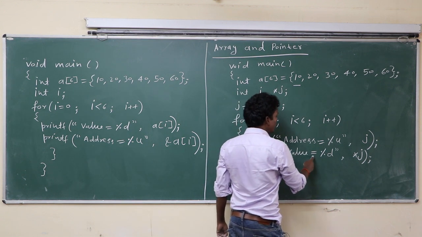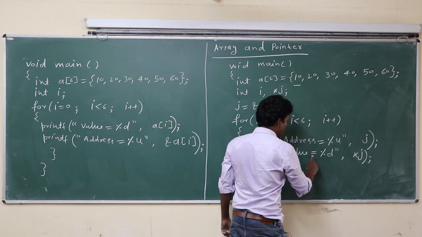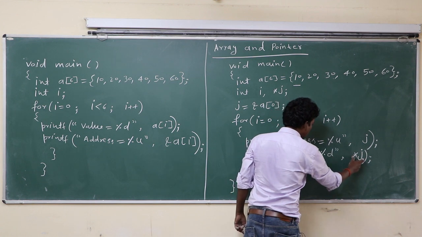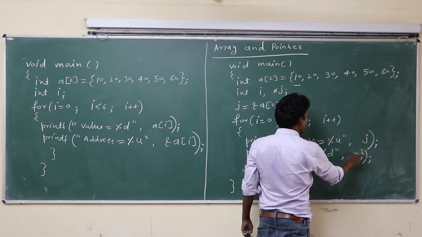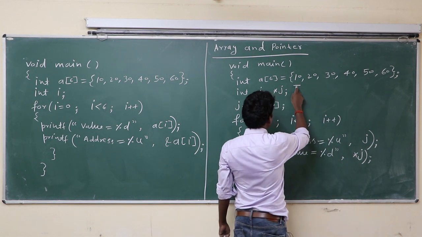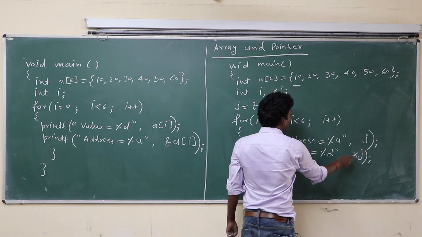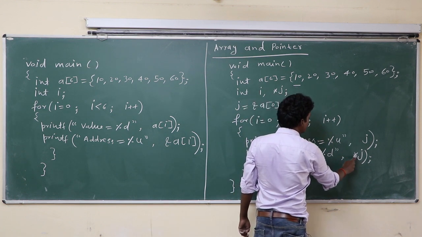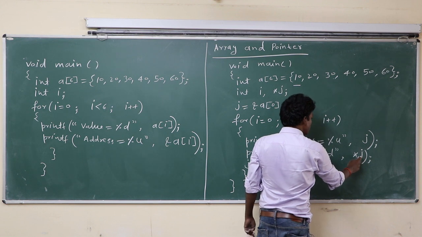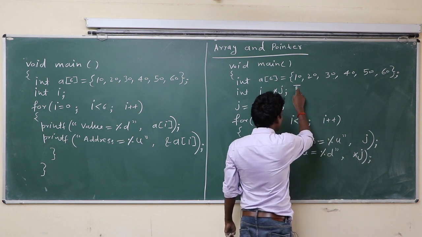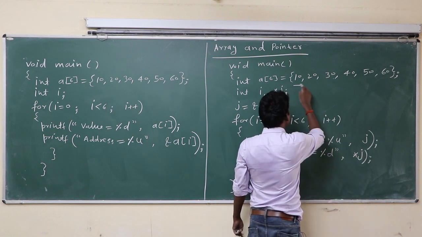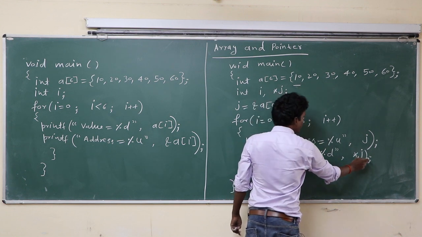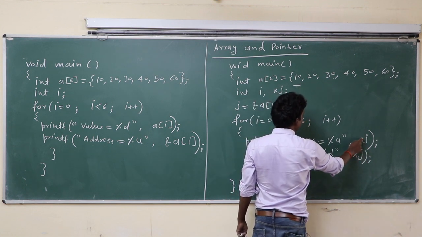printf value equal to %d, so value equal to, in place of %d this will be printed. So j has the address of the first block, a of 0, and this is the asterisk. Asterisk gives the value at the address. So j has the address of this first block, and the value at this address is 10. So here 10 is printed, and here the address is printed.